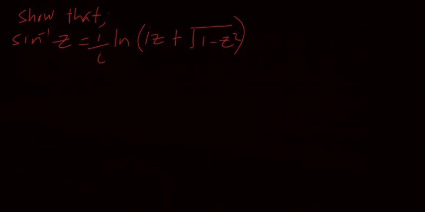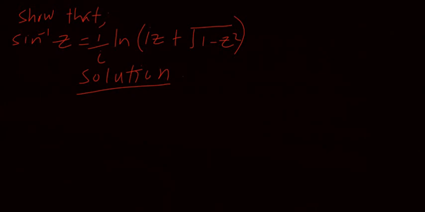I want us to show that the sine inverse of any complex number is given by 1 over i times the natural logarithm of iz plus the root of 1 minus z squared. Now, this formula will apply to any complex number; z represents any complex number. Now let us look at the solution. How should we show this equation?